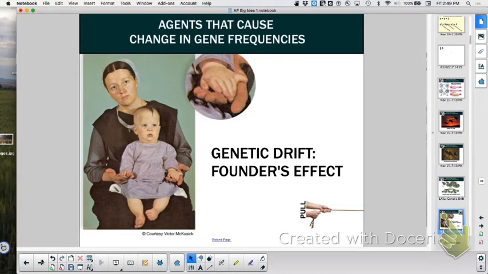Okay, and another thing that can happen to represent genetic drift is founder's effect. That is if you have a large population and you just pull out a small percentage of it, that's not necessarily representing the whole. So the new population that gets started maybe has some mutations that the other ones don't have.